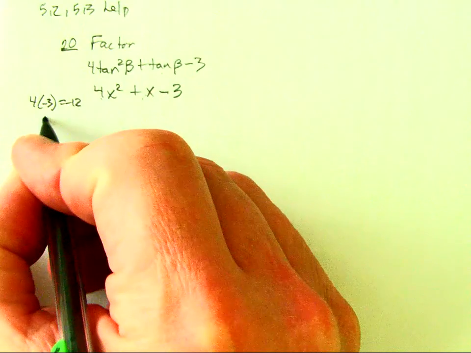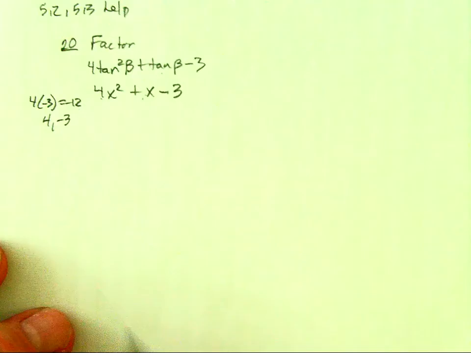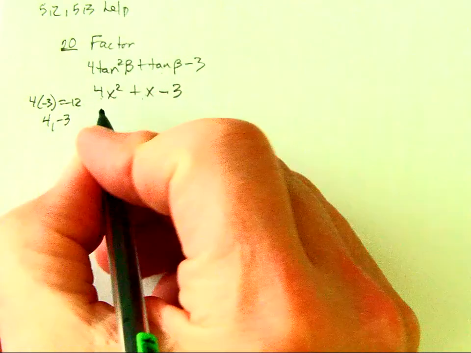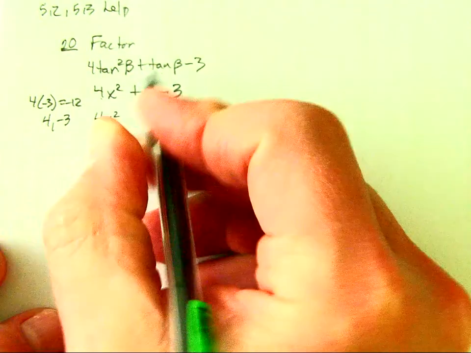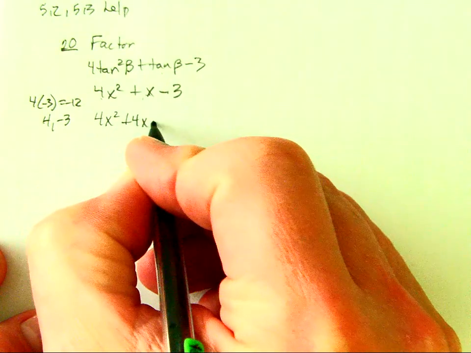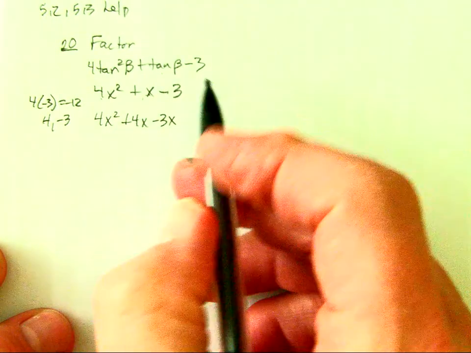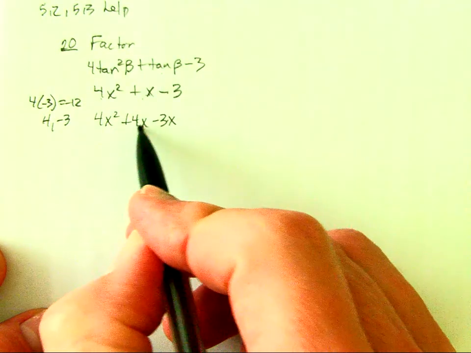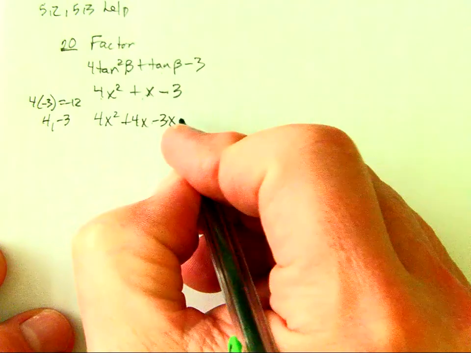So what two factors of a negative 12, if you added them together, would equal 1? Well, that would be 4 and negative 3. So we're going to split this up. We're going to leave the 4x squared. Now this positive x, we're going to split it up as a positive 4x and a negative 3x. So that x has now become 4x minus 3x, and then we still have the minus 3.